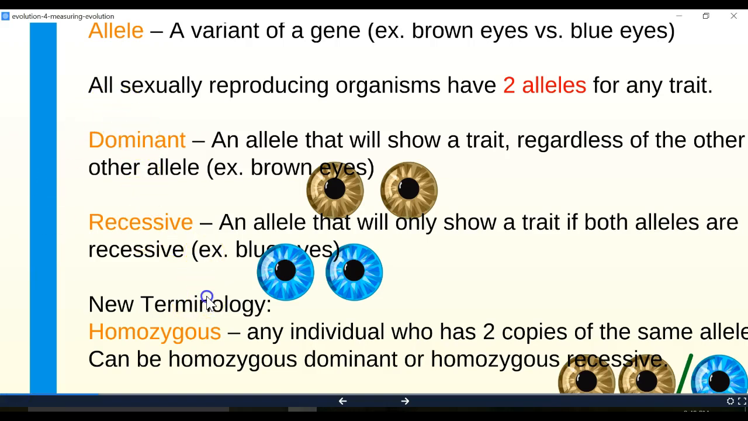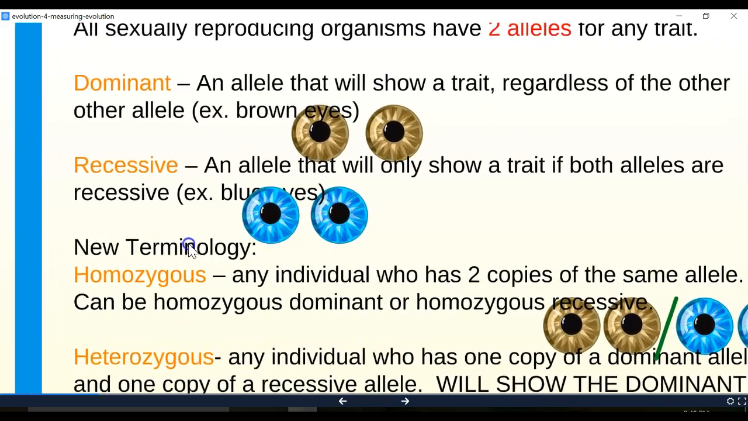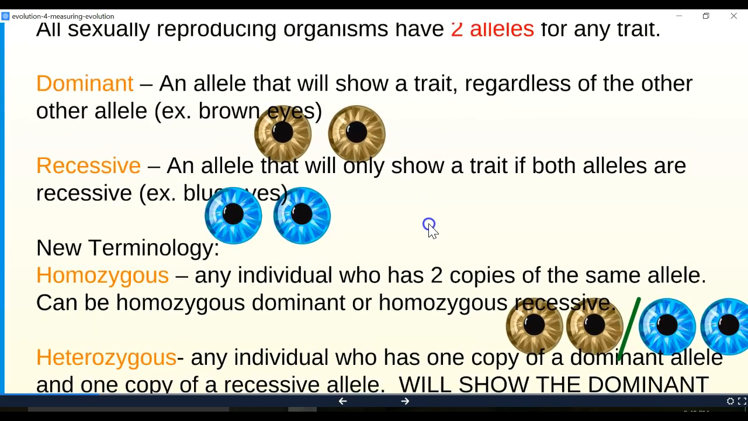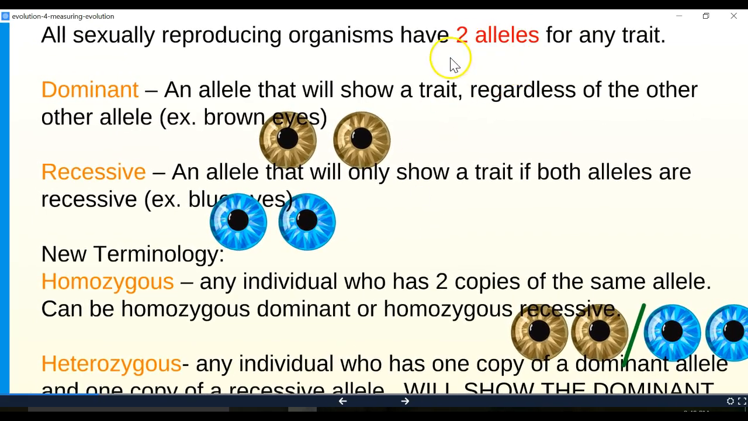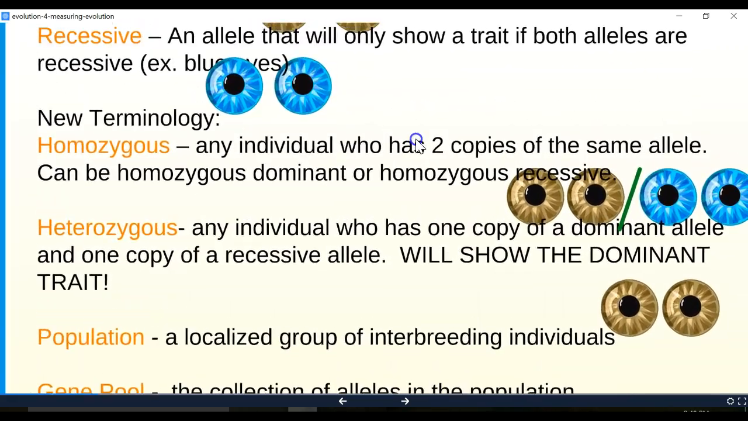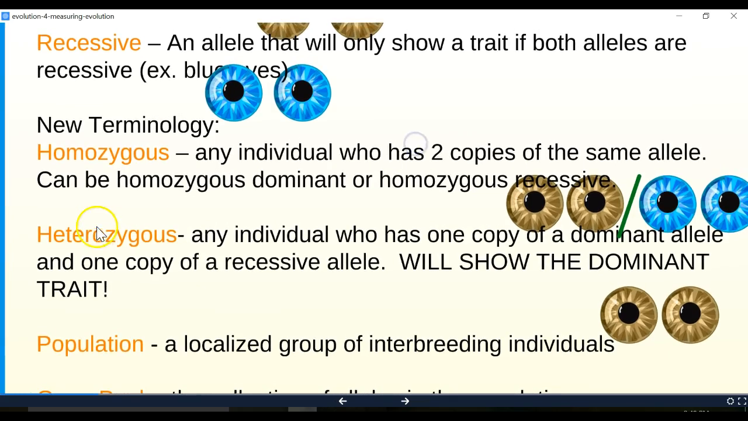So again, dominant alleles are represented by capital letters, recessive alleles are represented by lowercase letters. Since all sexually reproducing organisms have two alleles for any particular gene or trait, there are three different options. An organism could be heterozygous, or an organism could be homozygous and have two copies of the dominant allele, or an individual could be homozygous and have two copies of the recessive allele.